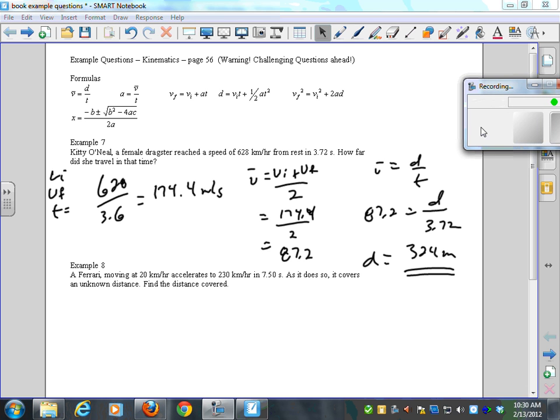Let's go to example number 8. Example number 8 is pretty easy too, I think. This one has a Ferrari moving at 20 kilometers an hour and accelerates to 230 kilometers an hour in 7.5 seconds. As it does so, it covers an unknown distance. Find the distance covered.